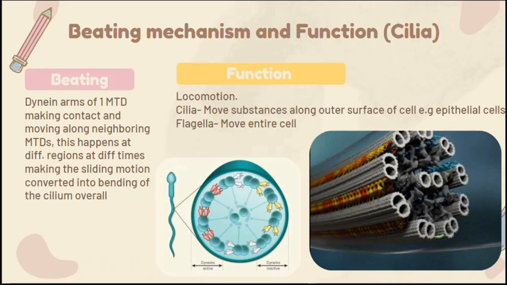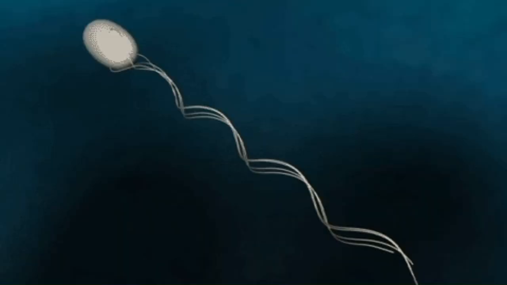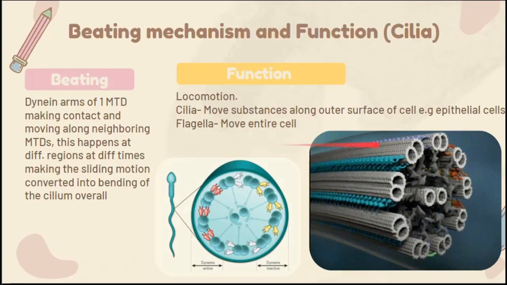Cilia being small and numerous tend to move things across the cell's surface, such as with the epithelial cells in our airways. Flagella, on the other hand, causes movement of the entire cell, such as with a sperm cell.